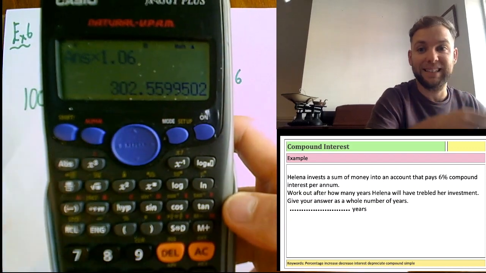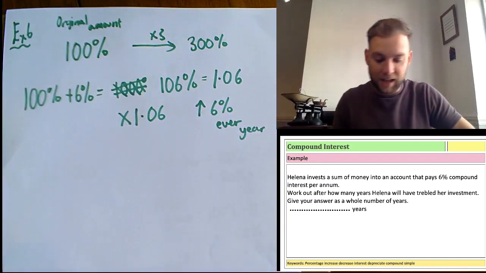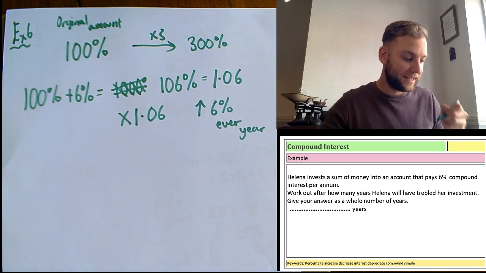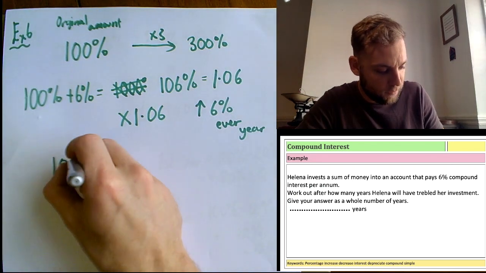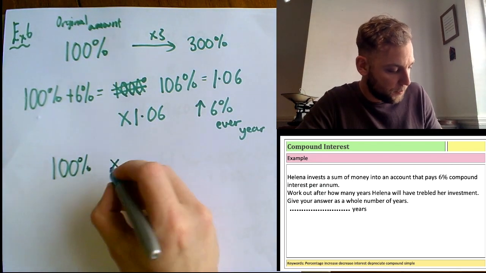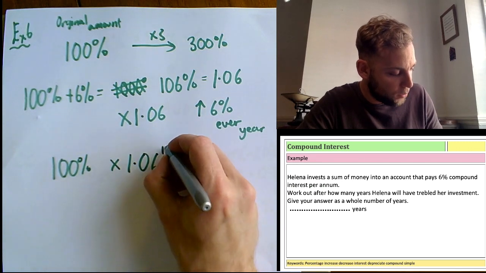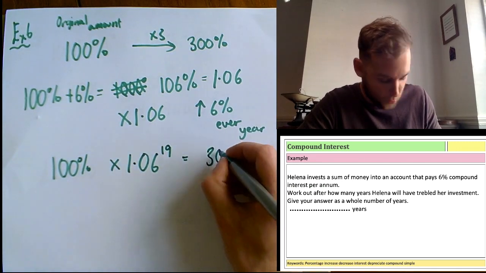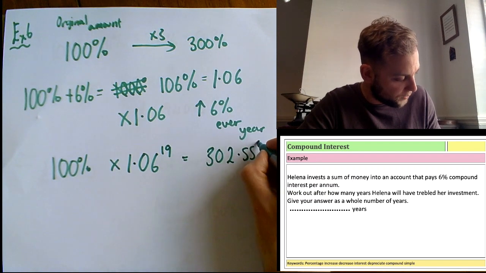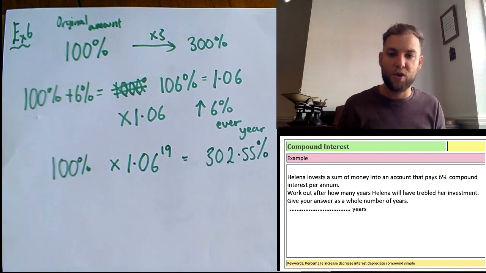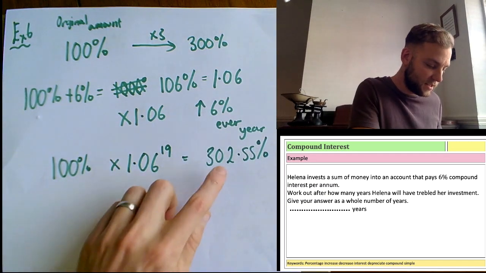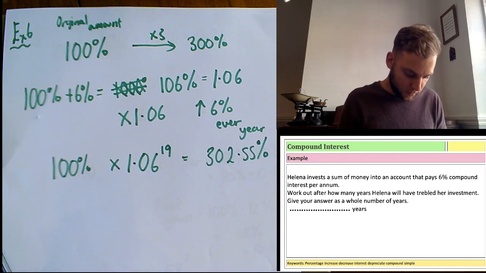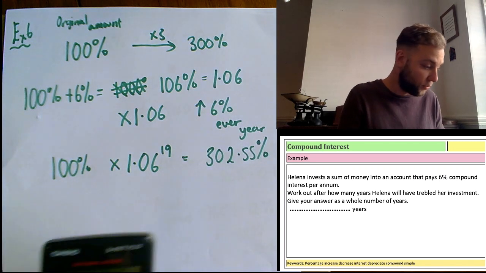So I press that 19 times, which means that to treble your investment, it's going to take, so let's just make it really clear to the examiner, 100% times by 1.06 to the power of 19 is equal to 302.55%. Okay, so this is the first time it's going to go over this. We can check that if we want. So 100 times by 1.06 to the power of 19 is equal to 302.